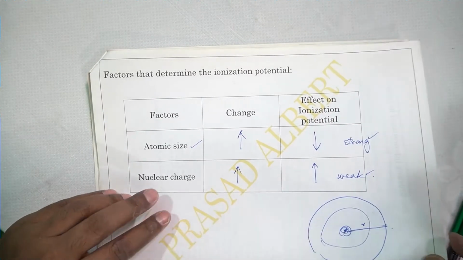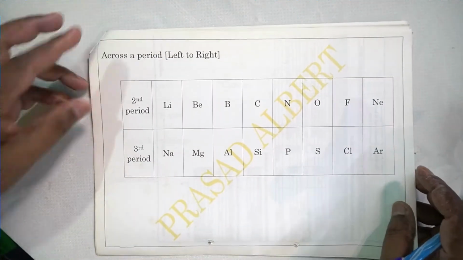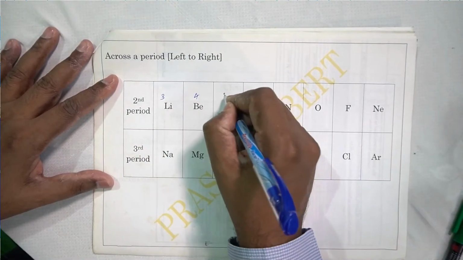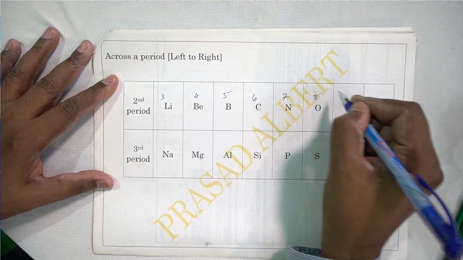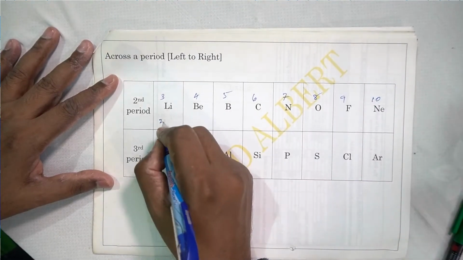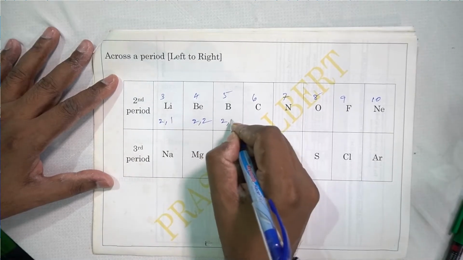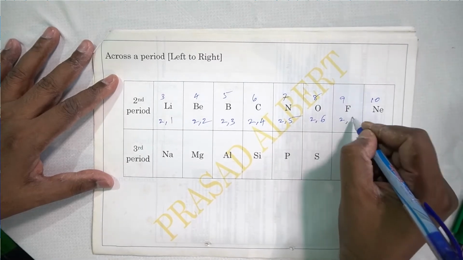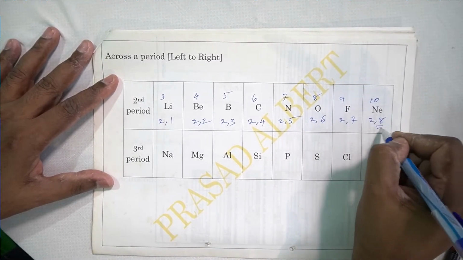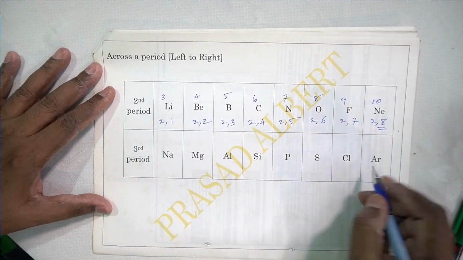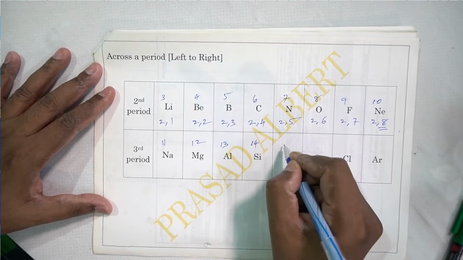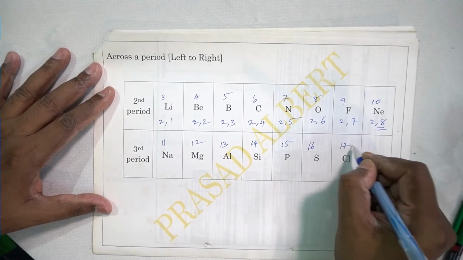So let us see how it varies across a period now, that is, from left to right in a period. Going left to right, the atomic numbers are lithium 3, 4, 5, 6, 7, 8, 9 and 10. The configurations are 2,1; 2,2; 2,3; 2,4; 2,5; 2,6; 2,7 and 2,8. So this is a complete octet. In the same way, in the third period we have sodium 11, magnesium 12, 13, 14, 15, 16, 17, 18.